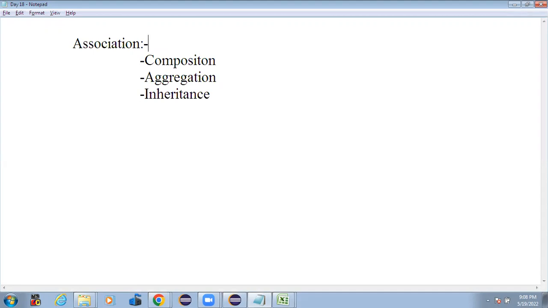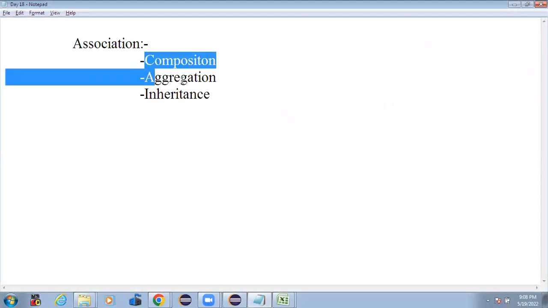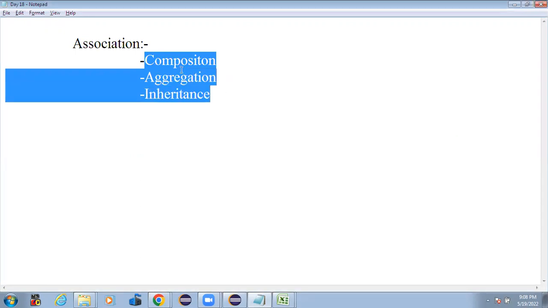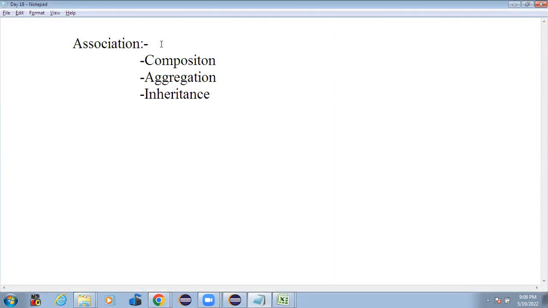Today we are going to discuss association. In association, we have to go for composition, aggregation, and inheritance. So this is what we have to discuss. It is very much important actually.